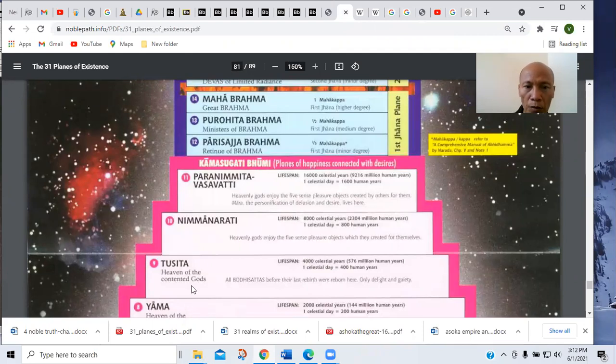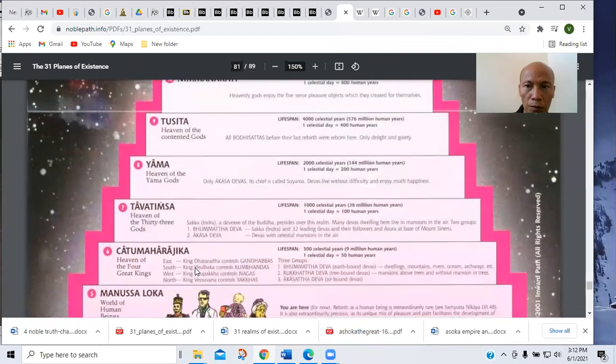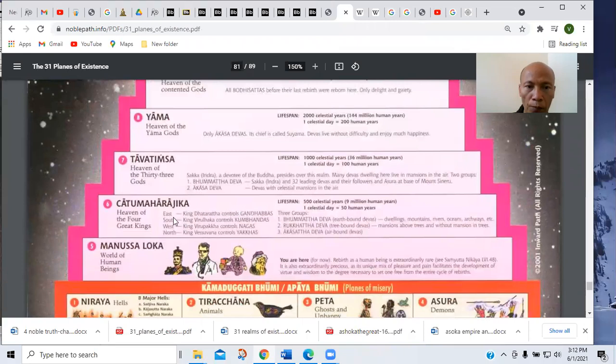Okay, so that's the first layers. The heaven of the four great kings: their lifespan is about 9 million human years. And the next one is the heaven of the 33 gods. One celestial day is equal to 100 human years. They live up to 1,000 celestial years. So in total, their lifespan is about 36 million human years. That's the heaven of the 33 gods.